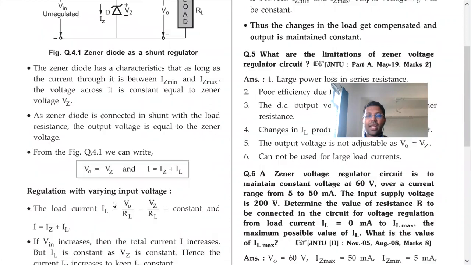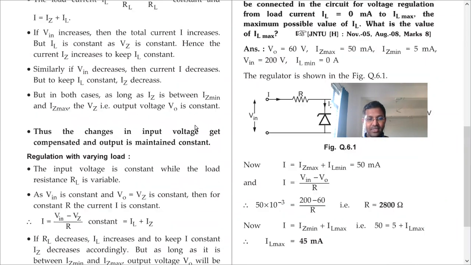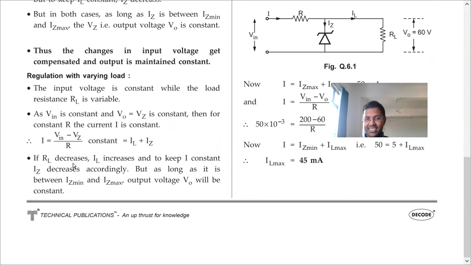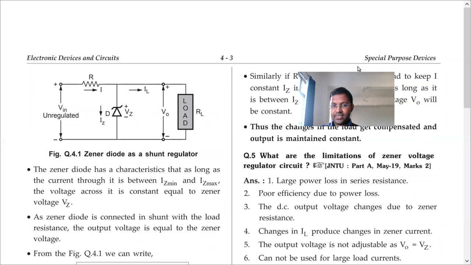Next, what happens when RL increases? See here, first case we considered RL decreasing. Next, we will consider what happens if RL increases. Anybody will explain? One of you will, let us make it interesting. Just tell me what happens if RL increases. If RL increases, what will happen to IL? Please answer.